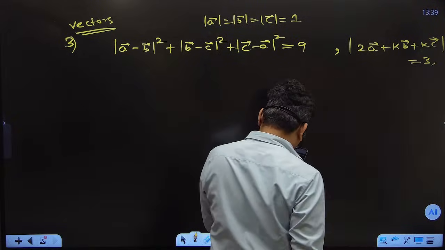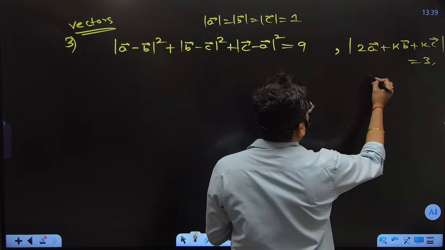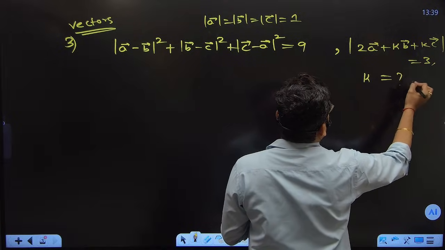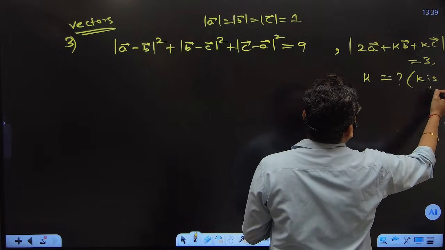They are asking you to find the positive values of k. So k is equal to what? They are trying to say k is a positive value. Find the positive value of k.